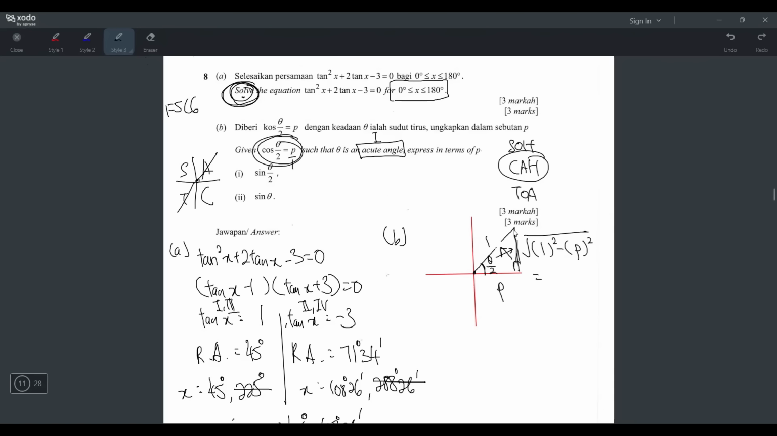Minus, because you are not finding the longer side. When you're not finding the longer side, the hypotenuse, you should minus. So the answer is square root of 1 minus P square. And now you can go straight to question 1.